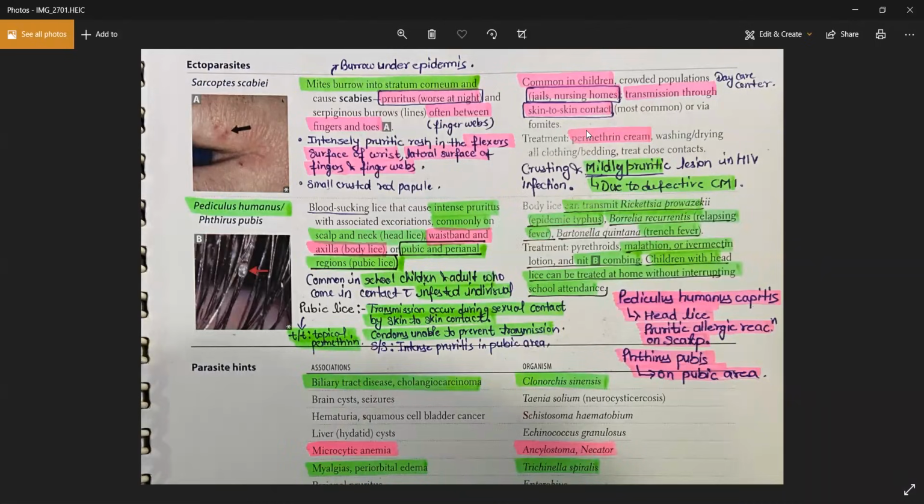Okay, and transmission will always occur through skin to skin contact. Okay, and in the daycare center it is very common in children. Okay, and you need to know that pruritus is worse at night. The patient generally complains of pruritus first in the night. Permethrin cream is the treatment that you give.